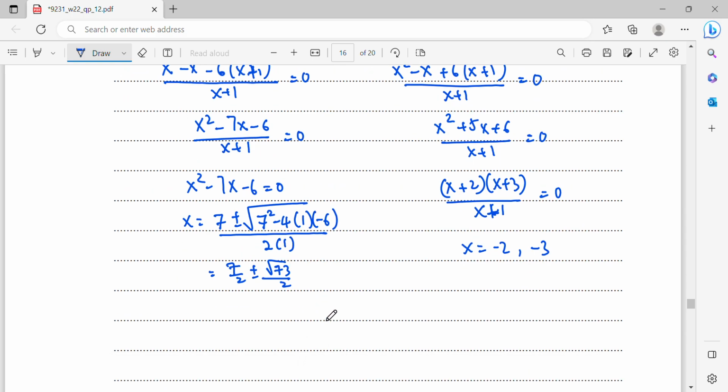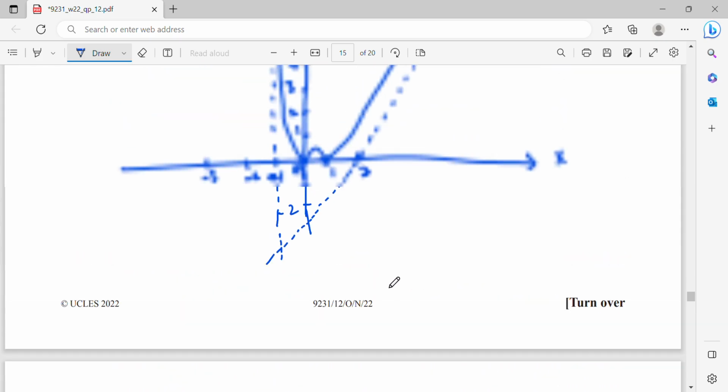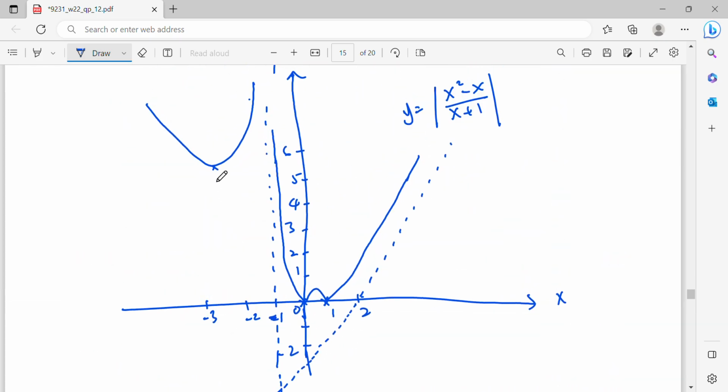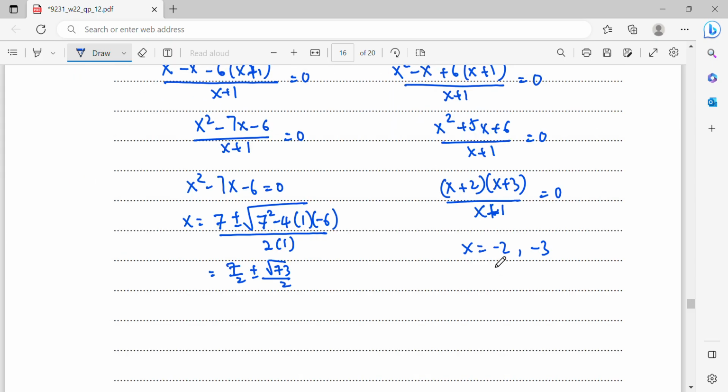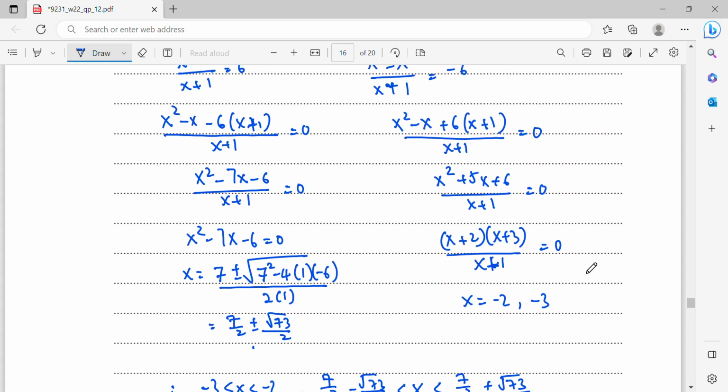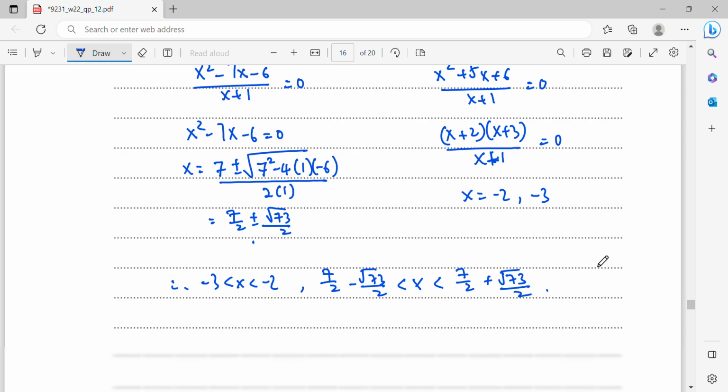So at last, when you look at the answers here, when it is minus 6, we flip up, which is this part. Okay? When it is less than 6, you will have two values, which means the value will be between minus 3 and minus 2, followed by these two values. Okay, so with this we have solved the inequality.